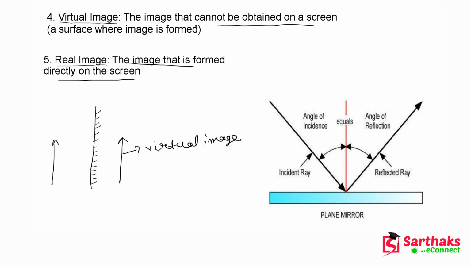If I give you an example of a real image, then a projector is a very good example. Where we see a movie, the images are real because they can be obtained on a screen. But if I give you an example of a virtual image, then a plane mirror is a very good example of virtual image. Let me write it here for you: plane mirror, it is an example of virtual image. Now let's move ahead to the next slide.